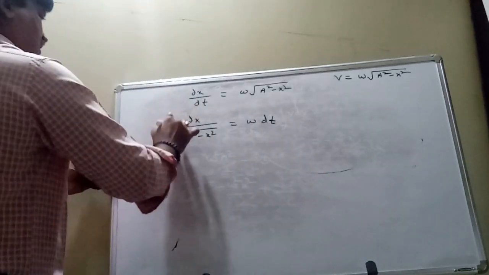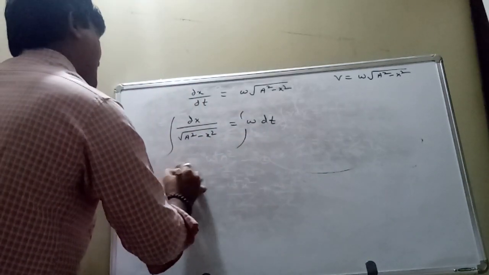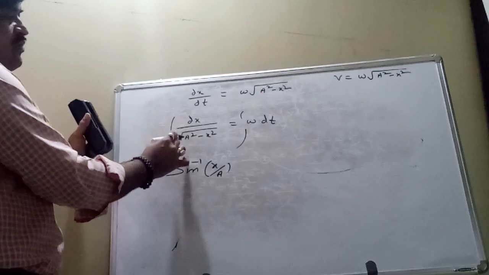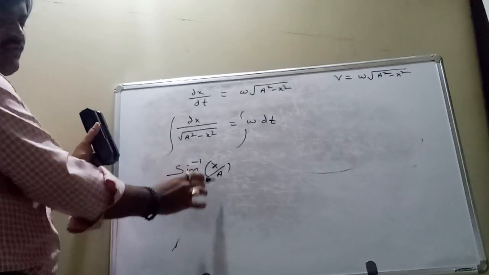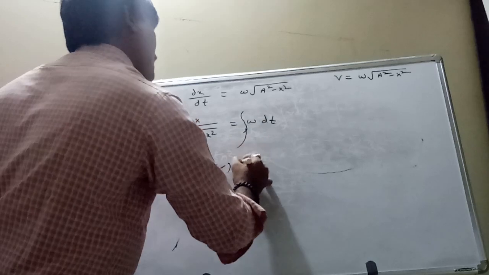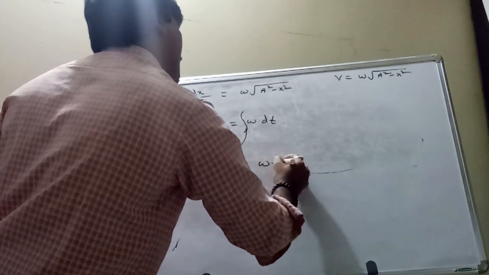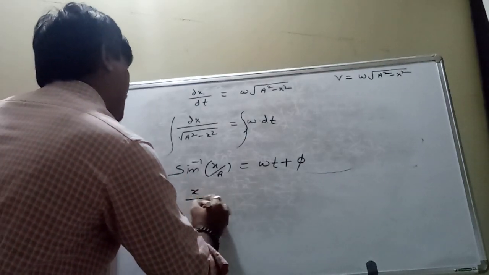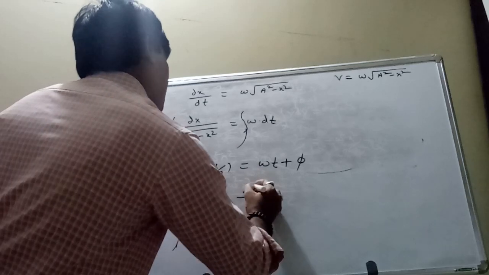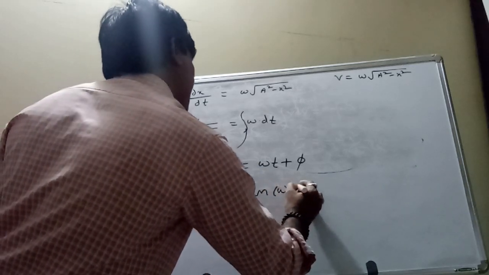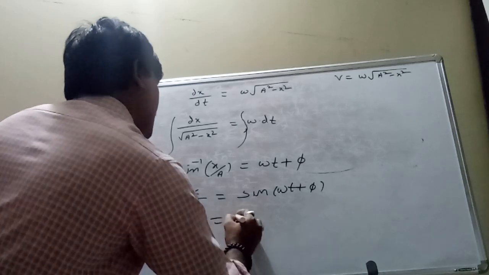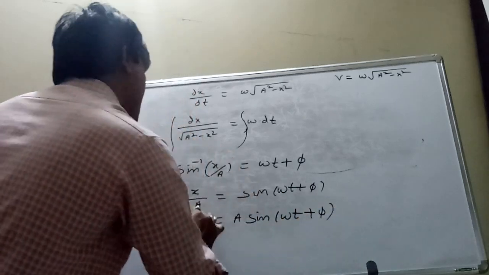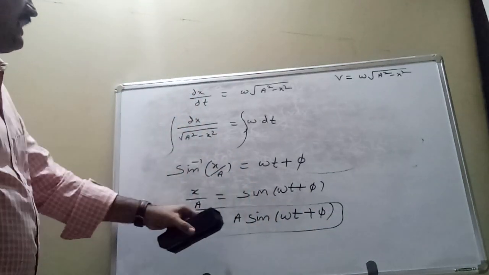Integrating both sides, the integral of dx by root of a squared minus x squared is sin inverse of x by a. So sin inverse of x by a equals omega t plus phi, where phi is the constant. So x by a equals sin of omega t plus phi, and x is equal to a sin of omega t plus phi. This is the displacement of the SHM.